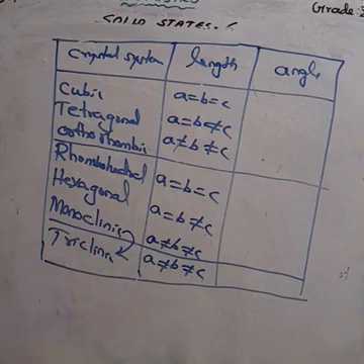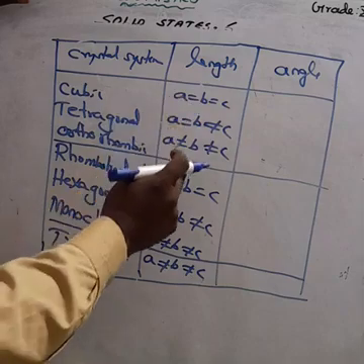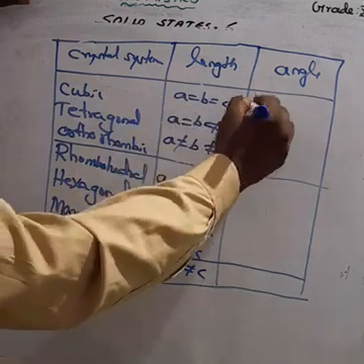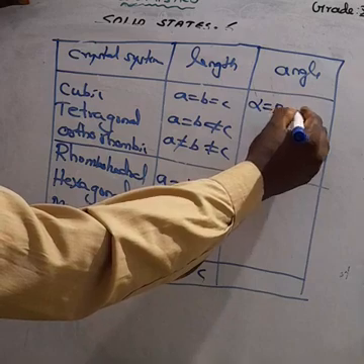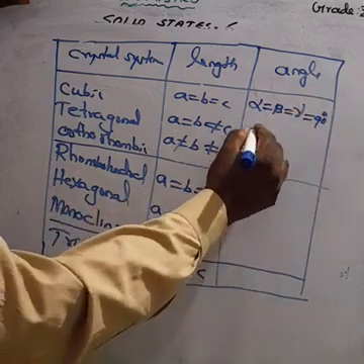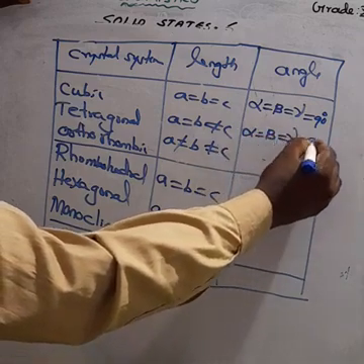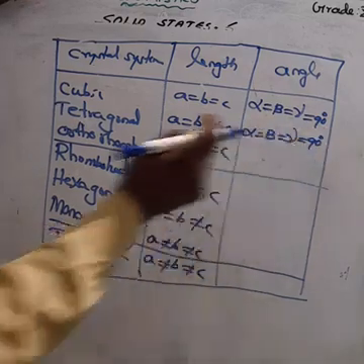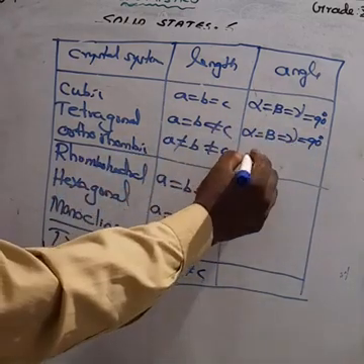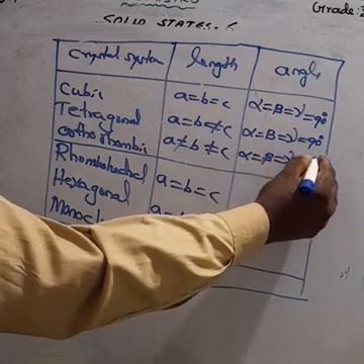Next, we have to write the angles. For the angles, first, second and third, you have to write the same. Alpha is equal to beta, beta is equal to gamma, gamma is equal to 90 degree. Second one also like that: alpha is equal to beta, beta is equal to gamma, gamma is equal to 90 degree. Third one, alpha is equal to beta, beta is equal to gamma, gamma is equal to 90 degree.